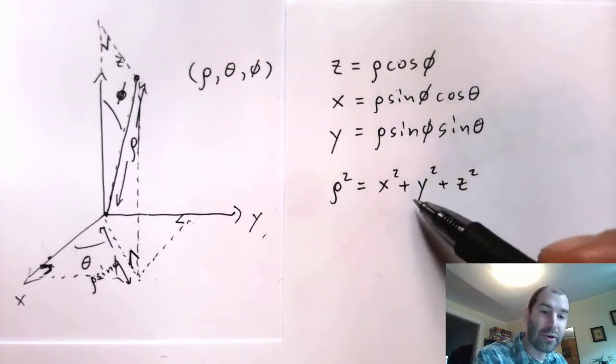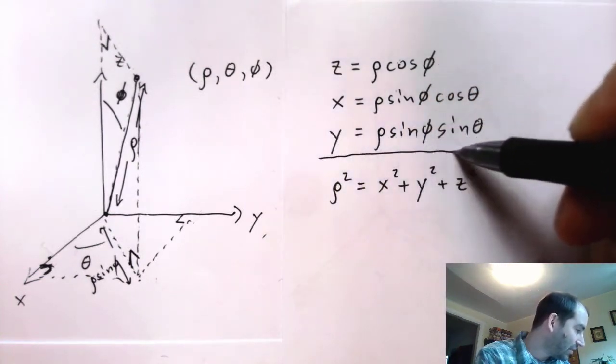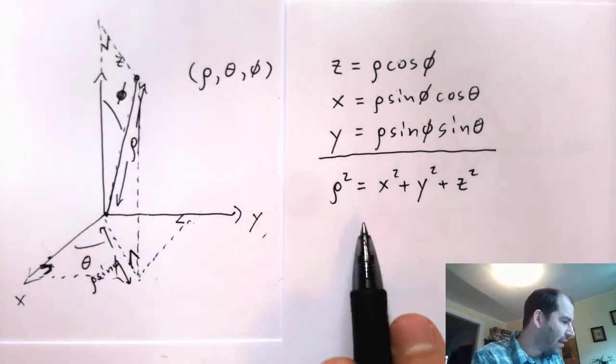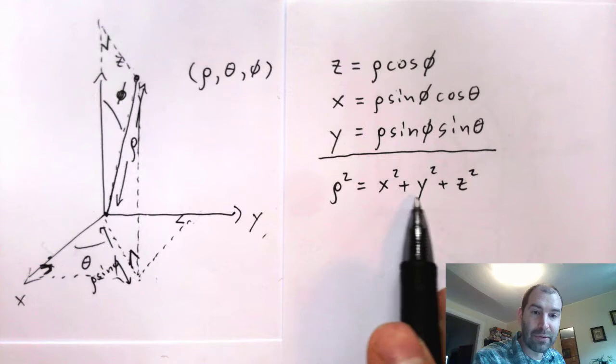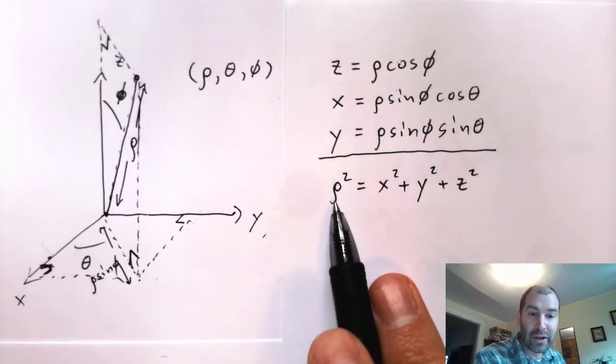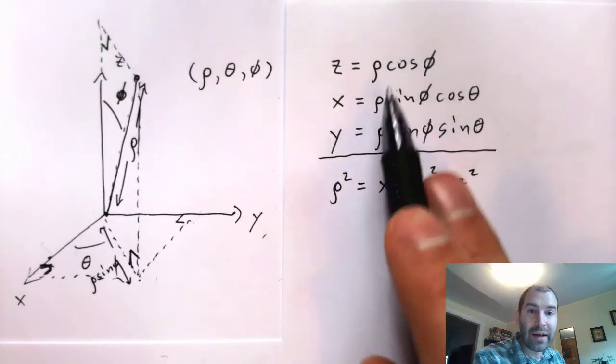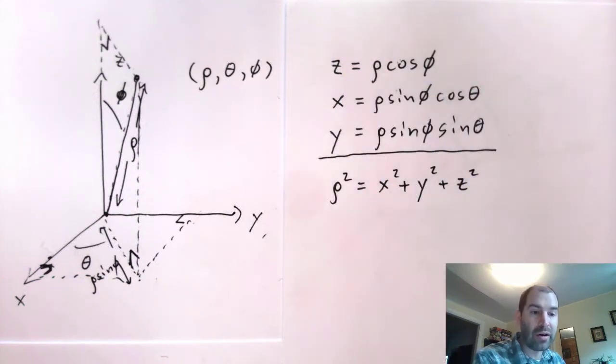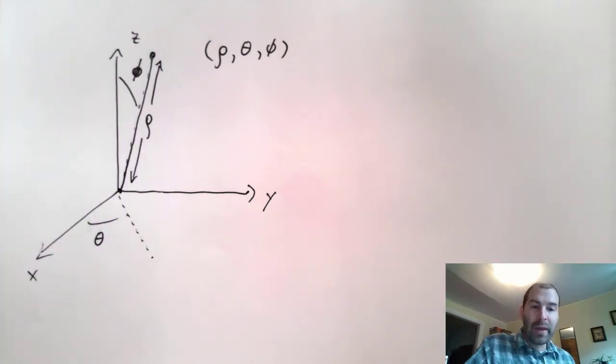So this is another useful equation. Let me separate these because it's kind of going the other way. It is telling you how to get from Cartesian to spherical, whereas these are telling you how to get from spherical to Cartesian. But all of these are very useful equations for us. All right, so now let's talk about how we're going to be integrating.